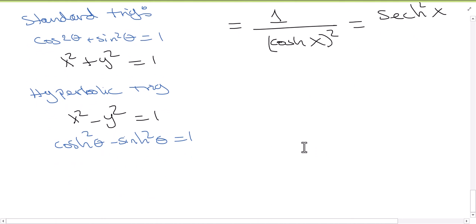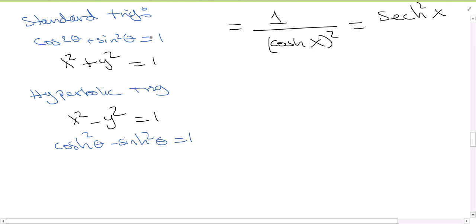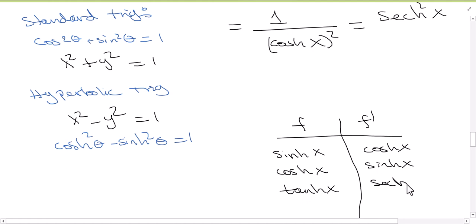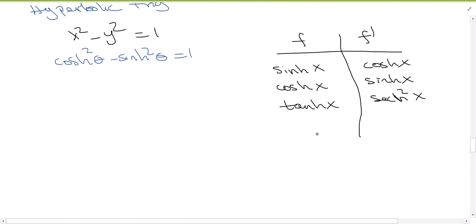So if I'm going to list the hyperbolic derivatives, I'm going to do my same little chart as usual, with f and f prime. When we have hyperbolic sine, the derivative is hyperbolic cosine. When I have hyperbolic cosine, we have hyperbolic sine as our derivative. Hyperbolic tangent, our derivative is hyperbolic secant squared. So they're looking pretty much like the standard trig derivatives, so they're not that hard to remember.